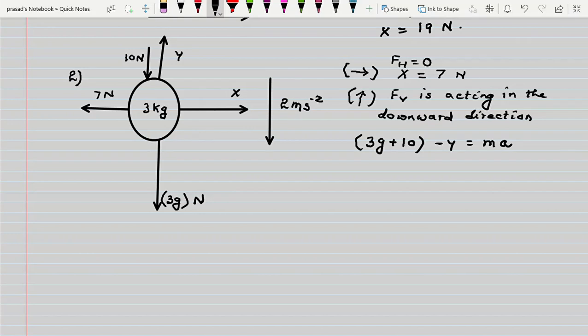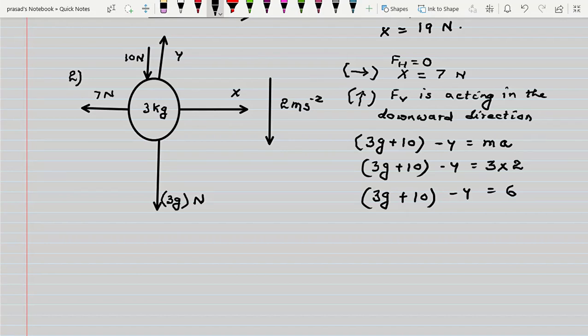So resultant force will always act in the direction of the acceleration. So in this case, since the acceleration is downward, the total force downward should be greater than the total force upward. So the resultant force will be total force in the downward direction minus total force in the upward direction. That is 3g plus 10 in downward direction minus y in the upward direction, and that is equal to mass into acceleration, or 3g plus 10 minus y is equal to mass is 3, acceleration is 2. So 3g plus 10 minus y is equal to 6.